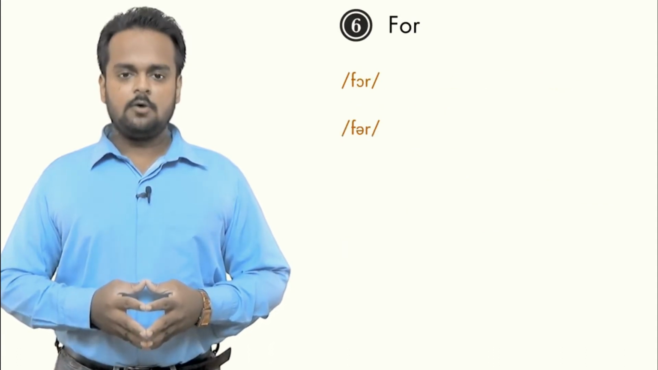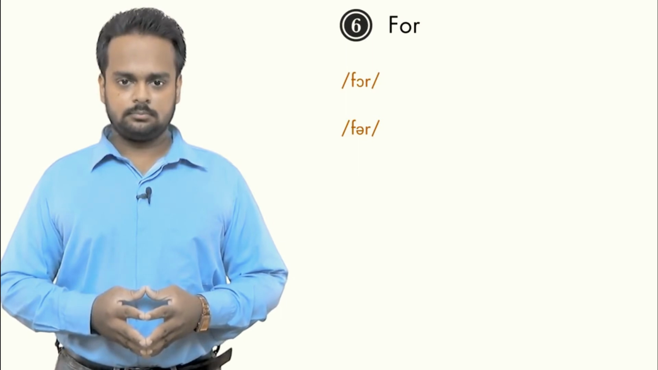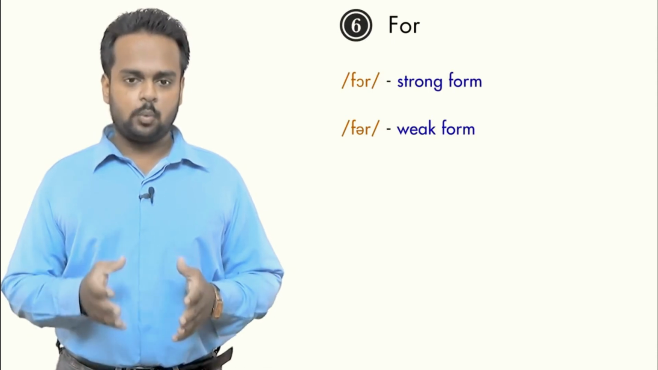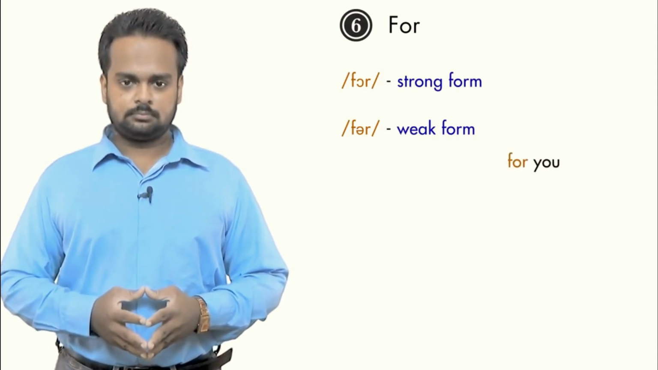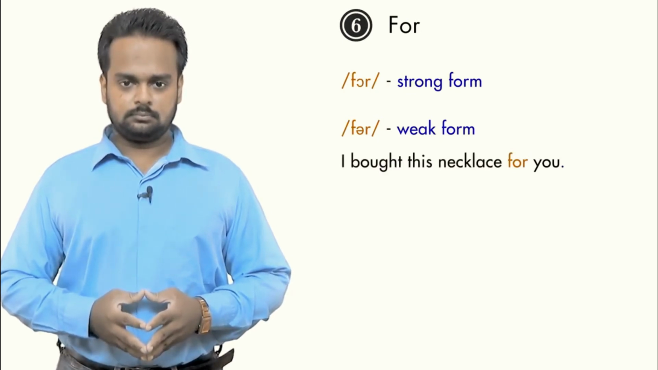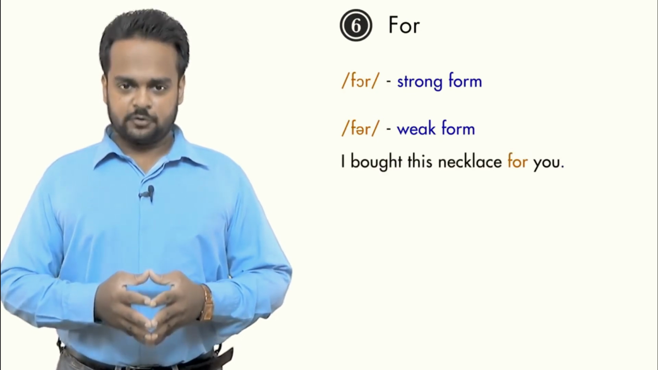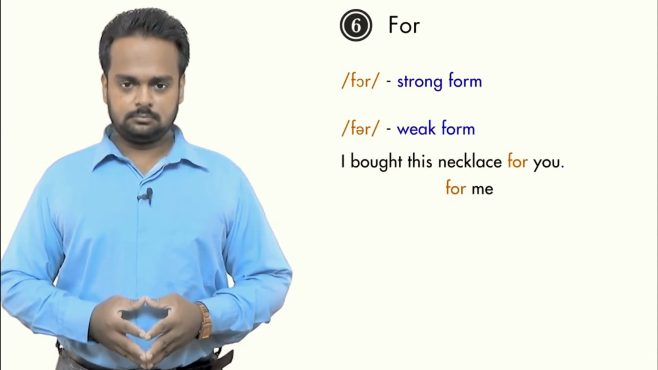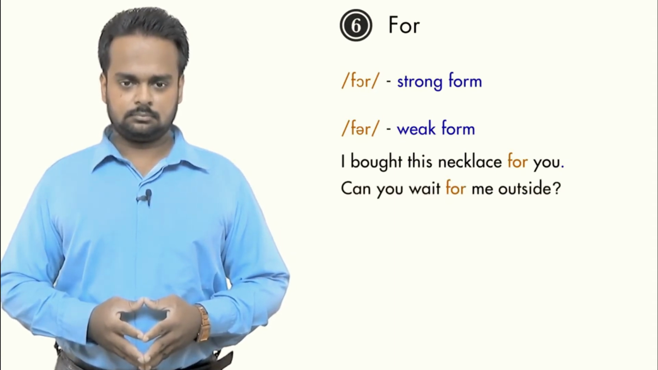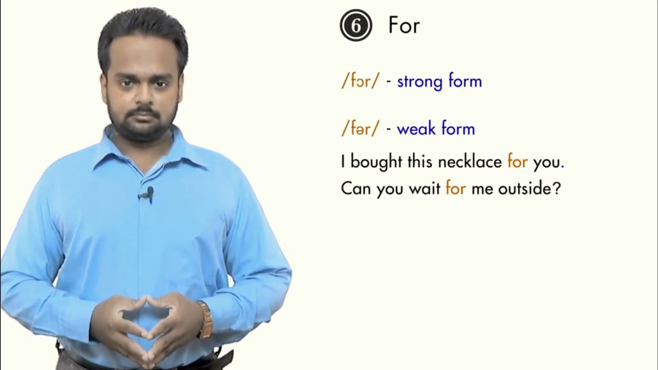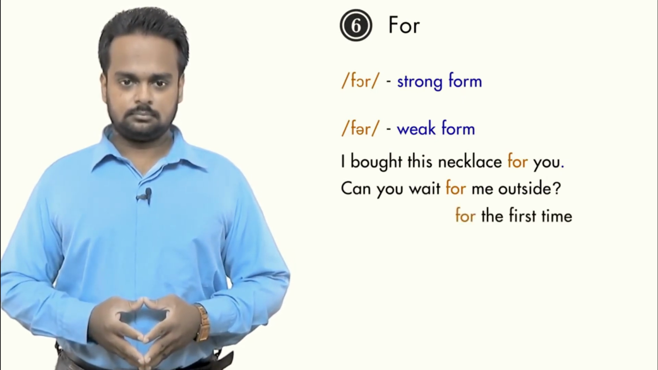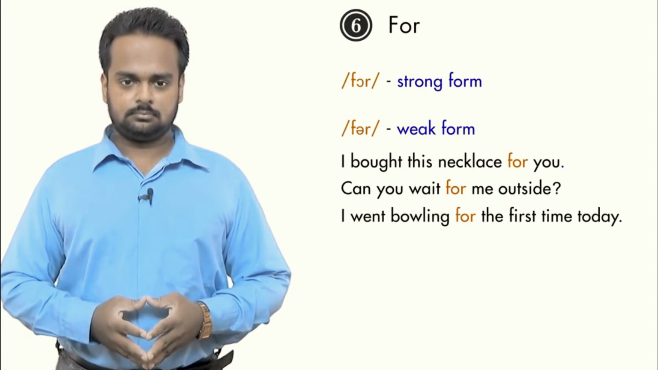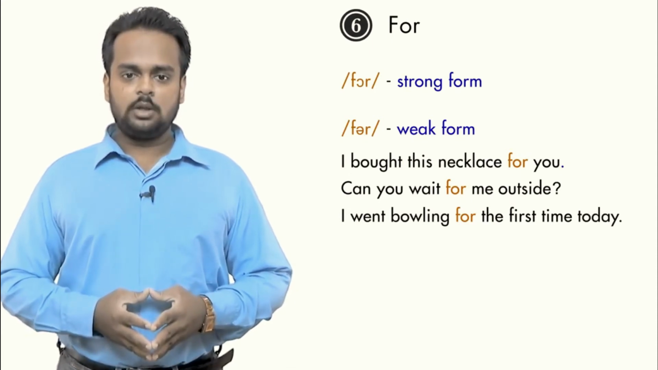Number 6. For. "For" is the strong form, but when we speak in sentences, we use the weak form "fer." For you. I bought this necklace for you. For me. Can you wait for me outside? For the first time. I went bowling for the first time today.